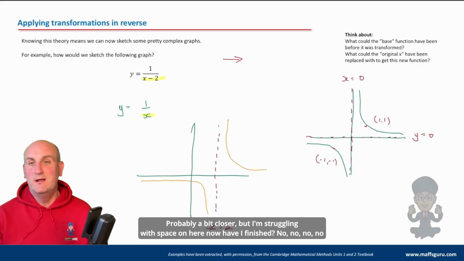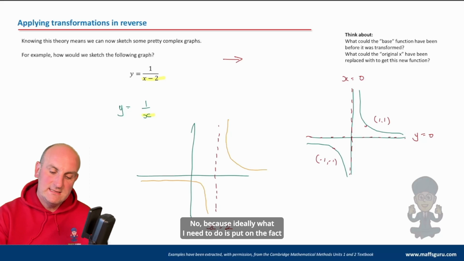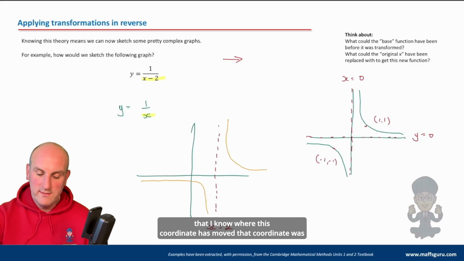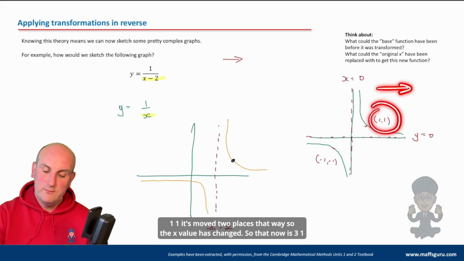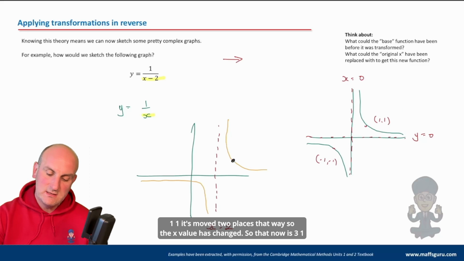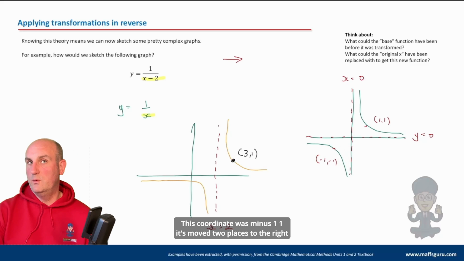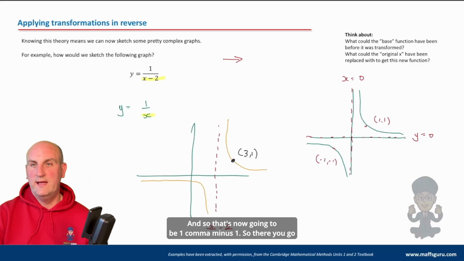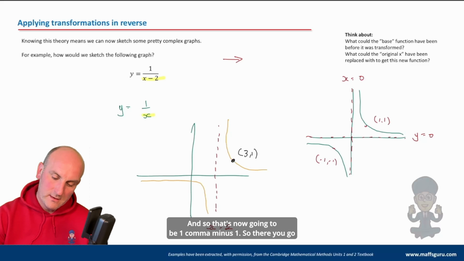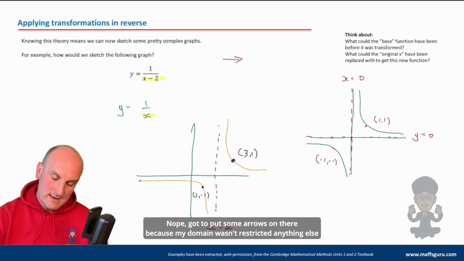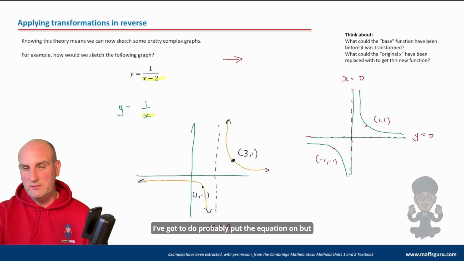Now, have I finished? No, because ideally I need to put on where these coordinates have moved. That coordinate was 1, 1. It's moved 2 places that way, so the x value has changed, so that now is 3, 1. This coordinate was minus 1, minus 1. It's moved 2 places to the right, and so that's now going to be 1, minus 1. So that point there is 1, minus 1. And am I done? Nope, I've got to put some arrows on there because my domain wasn't restricted. Anything else I've got to do? Probably put the equation on.